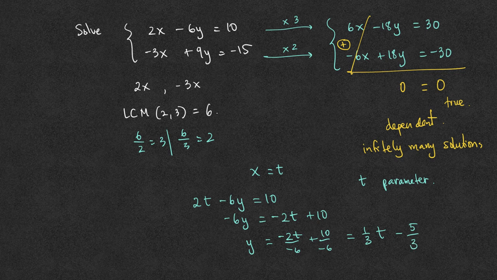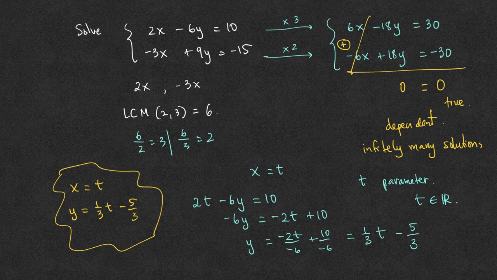t can be any real number at all. In this case, the solution to the given system of equations is x equals t and y equals 1 over 3 t minus 5 over 3. If we want to obtain a specific solution, then we simply plug any real number into t to find x and y. For example, if t is 0, then x is 0 and y is negative 5 over 3, which is one of the infinitely many solutions.